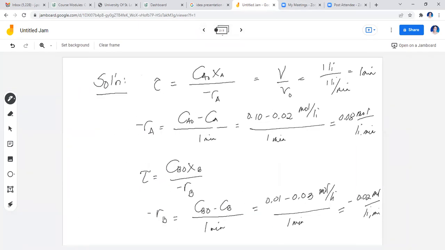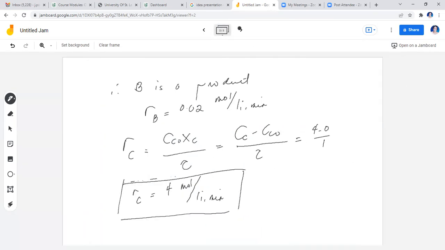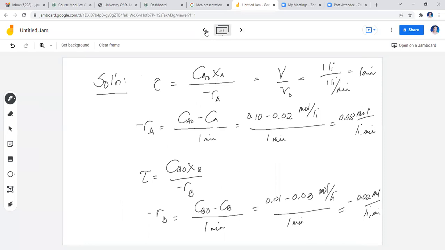Okay. The B is on the next page. So we determine the rates easily. So that's for B. This is for A. This is our A for the A that is 1.